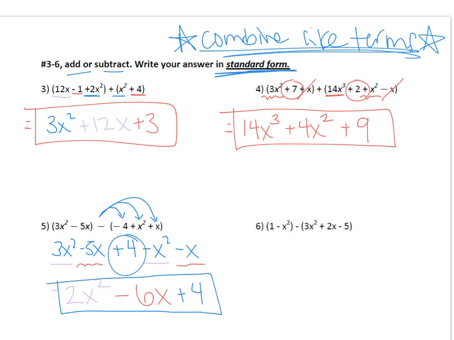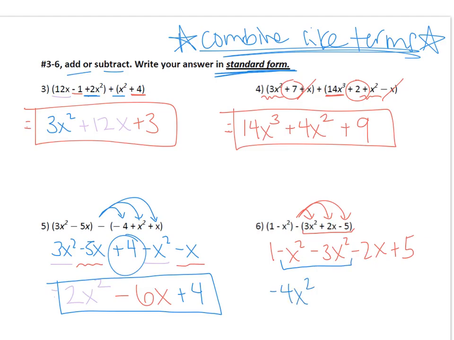Same thing with this one. We need to distribute our negative first before we even combine like terms. So we get 1 minus x squared minus 3x squared minus 2x plus 5. I'm changing my sign in this quantity here. Then we can combine like terms. So negative x squared minus 3x squared will be a minus 4x squared. Minus 2x is by itself, so we just rewrite it. And then the last one is 1 plus 5, which is 6. And then that's our final answer.